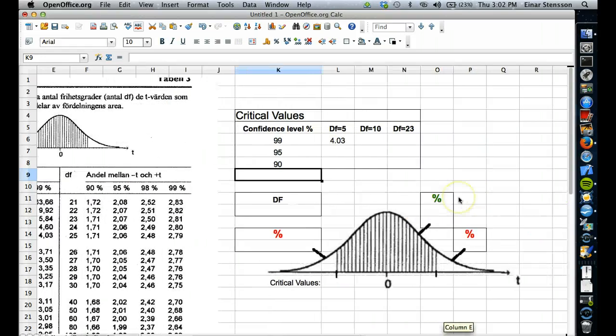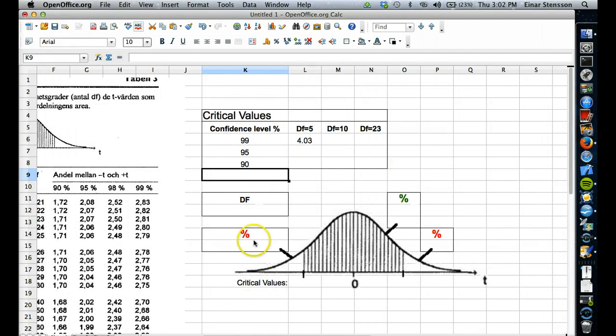So what have we done here? Well, I'm going to use this little diagram here to kind of explain what's going on. To begin with, let's write in the degrees of freedom. We have 5 degrees of freedom, which probably means that we have a very small sample, probably 6 people. You know, the degrees of freedom is n minus 1.